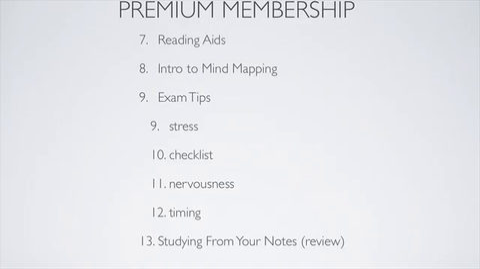So we're going to look at reading aids, some tools to help you read better, some ways where you can mark your text or highlight your text so that you can get the most out of your reading, but not just marking it, but how to read a little bit faster. Some tips to go through that. And then we're going to give you an introduction to mind mapping. And then we get into the exam tips.